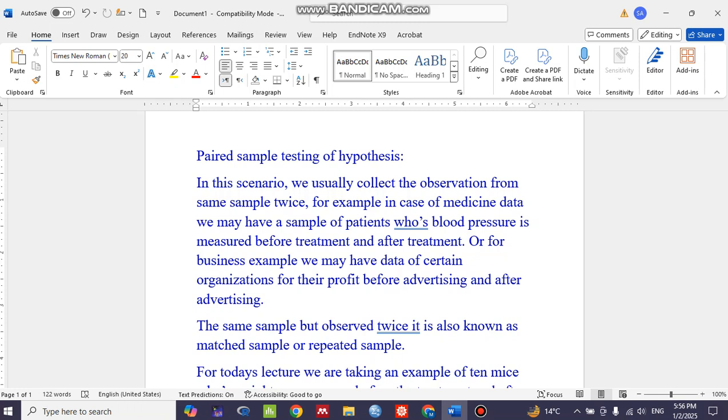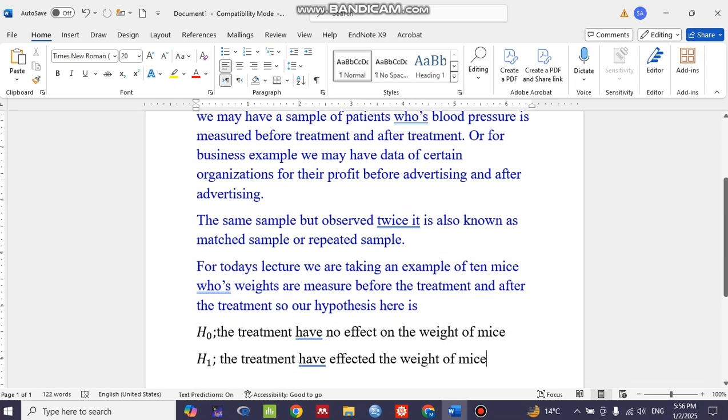The case is the same sample, but the observations are taken twice. It is also known as matched sample or repeated sample. Our today's lecture is based on an example of 10 mice whose weights are measured before treatment and after the treatment.